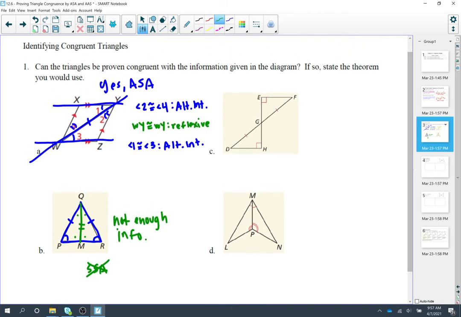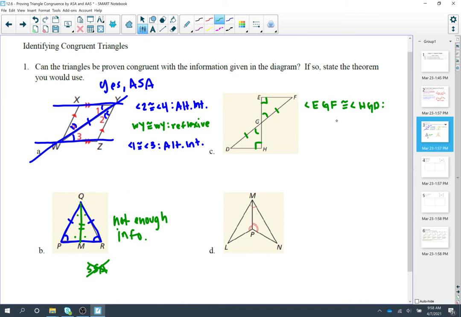Letter C. Okay, letter C, we already know that DG is congruent to GF, so that's good. And then we have a right angle which is congruent, so we have an angle. Then I can conclude that this angle is congruent to this one. So I could say angle EGF is congruent to angle HGD.